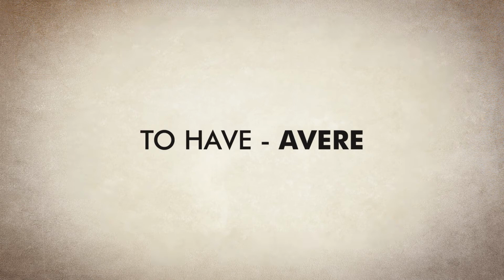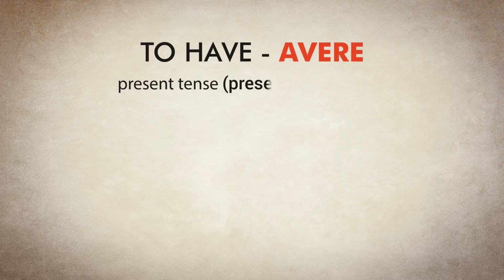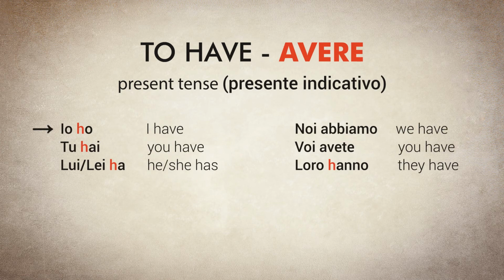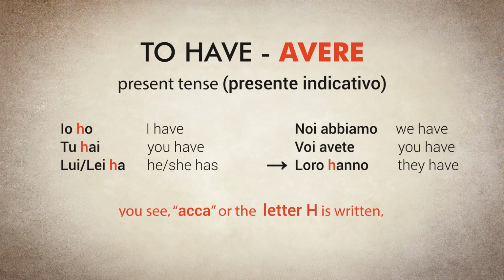Okay, let's now move to the verb to have, or in Italiano, avere. Here is the present tense. Io ho, I have. Tu hai, you have. Lui, lei ha. He or she has. Noi abbiamo, we have. Voi avete, you have. Loro hanno, they have. You see, H here, or the letter H, is written, but you don't ever pronounce it.